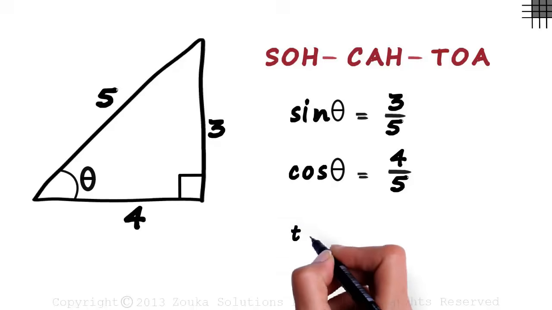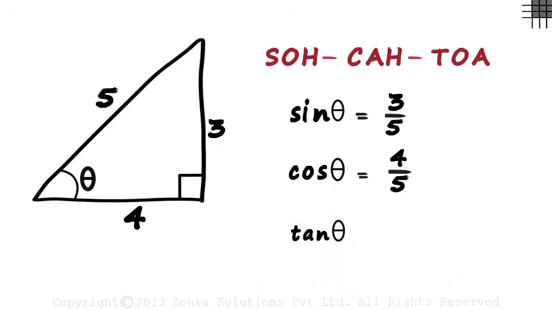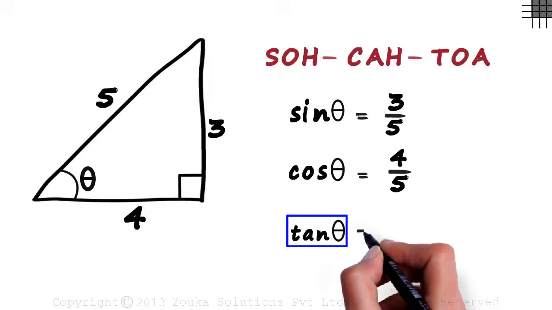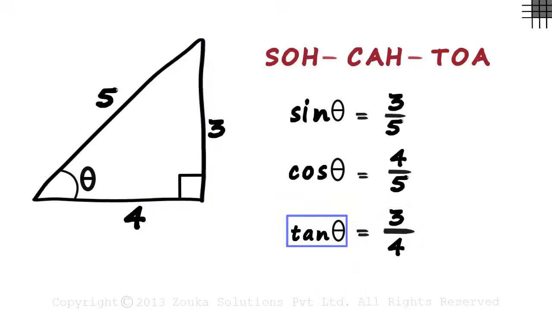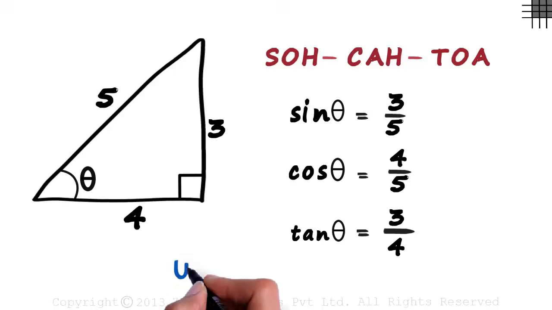And what about tan theta? It equals opposite by adjacent. Opposite side is 3 units long and adjacent side is 4 units long. Tan theta will equal 3 by 4. This video was purely formula based. To really understand how the functions vary with angles, do watch our video based on unit circle.